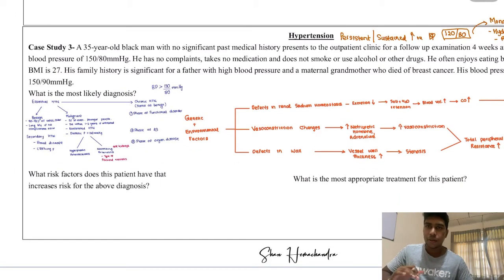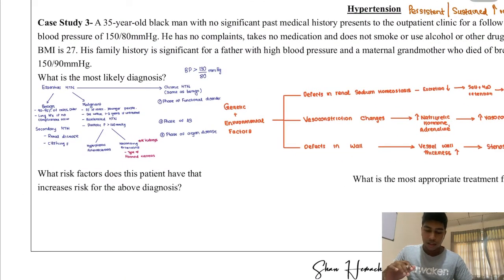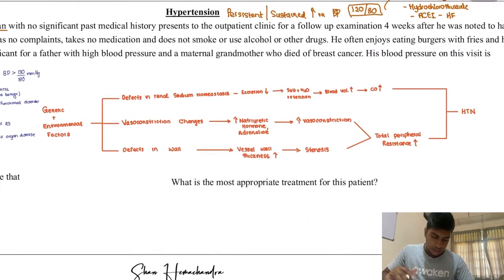Don't worry, this is pharmacology. You don't need to know these. I need you to know this. Black people are at a higher risk than other people for hypertension.